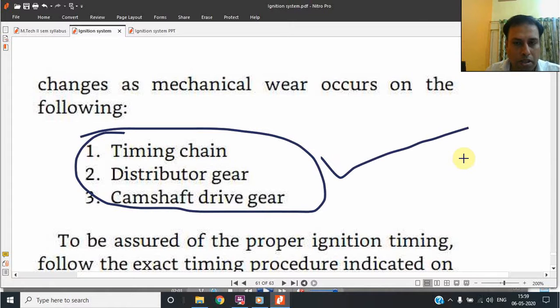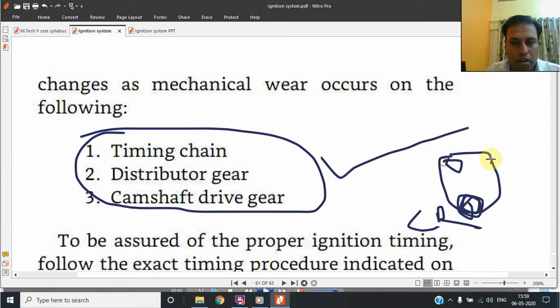So this is the main thing, because the timing chain gives the proper timing from the crankshaft, the main engine drive, to both camshafts. If it is a dual overhead camshaft, two camshafts are there, one for inlet and one for outlet. So the timing chain should be properly adjusted. For this a dial gauge is used.